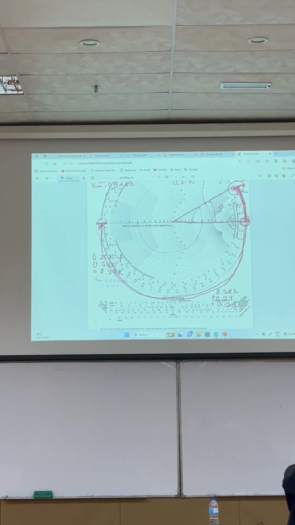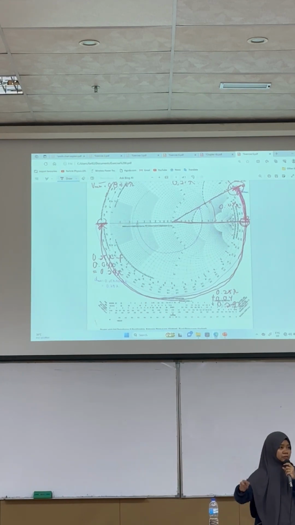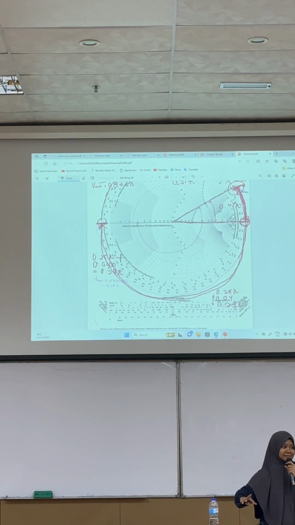Letaklah insulation ke capacitance, anything else, etc. If high voltage, nak buat macam mana? Letak correction. Okay, so that is basically why we have to find the Vmax and Vmin.